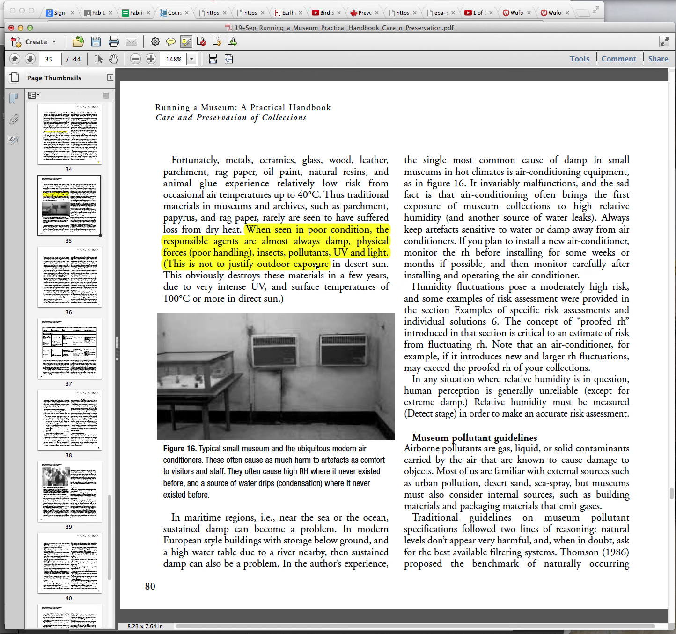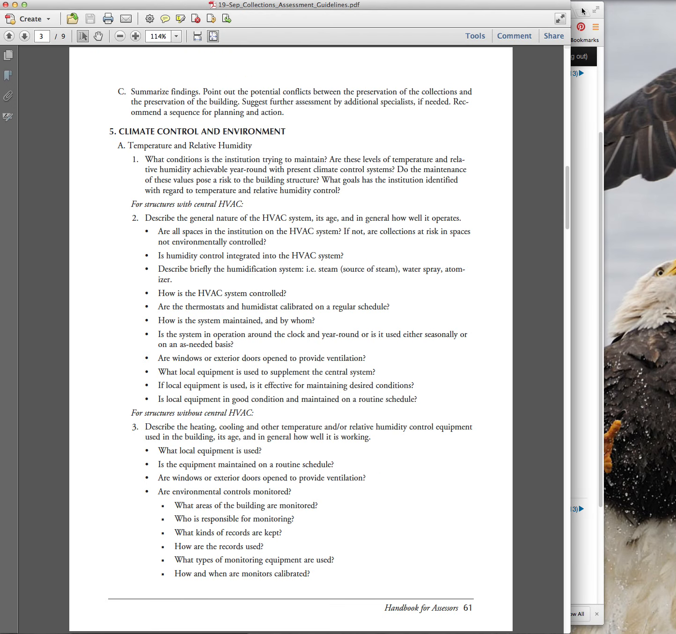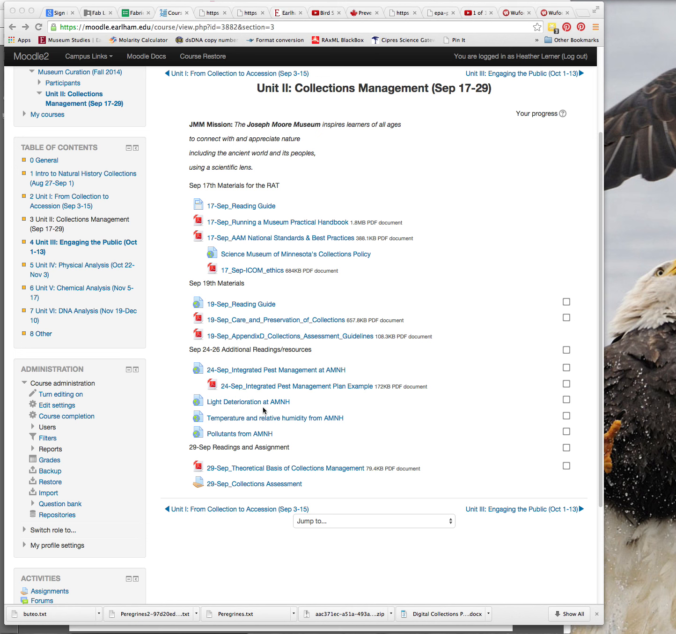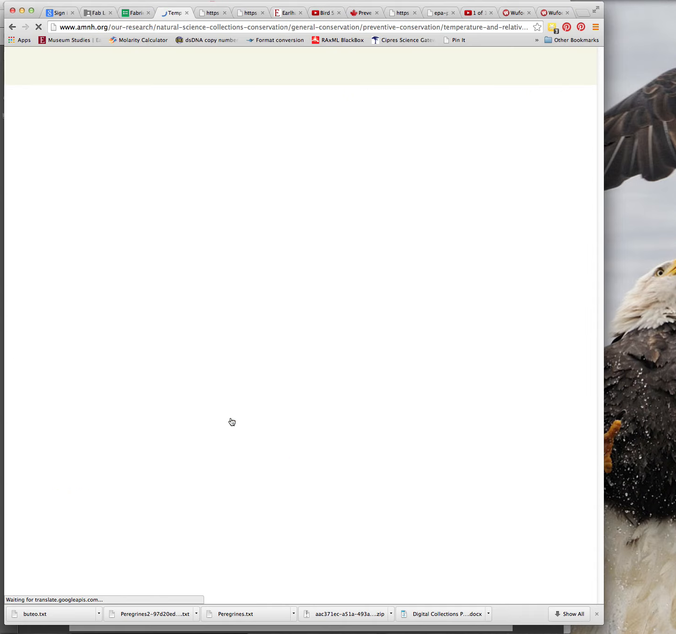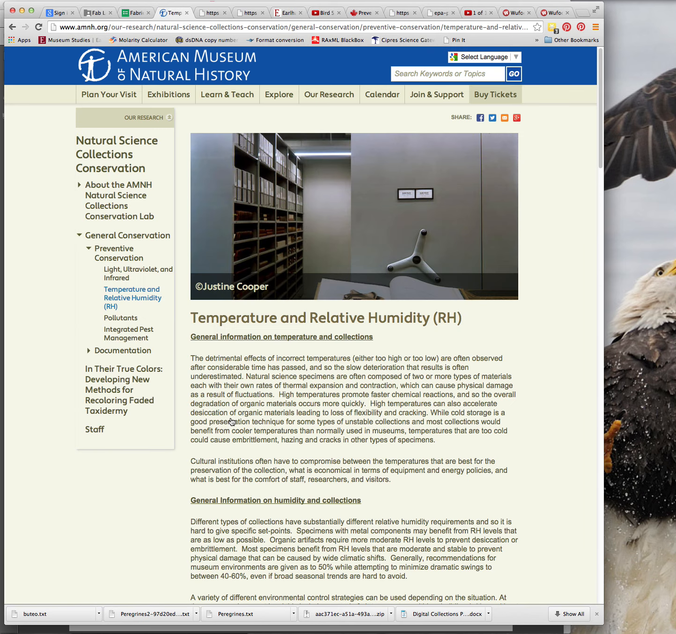Okay, once you've gone through this section, then I want you to go back to here, and then I want you to read this section called Temperature and Relative Humidity from the American Museum of Natural History. So when this opens up, you're going to be reading a few different pieces from this site. Great. So this part of this website is just about temperature and relative humidity.